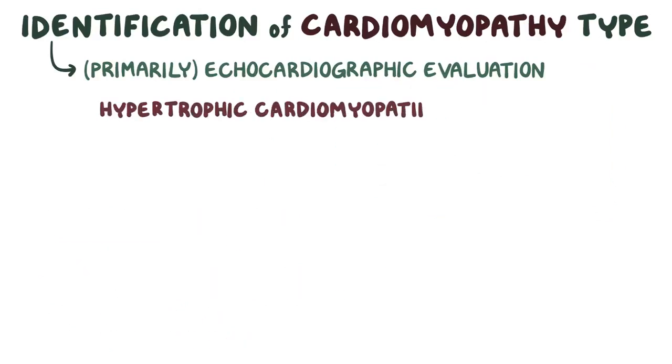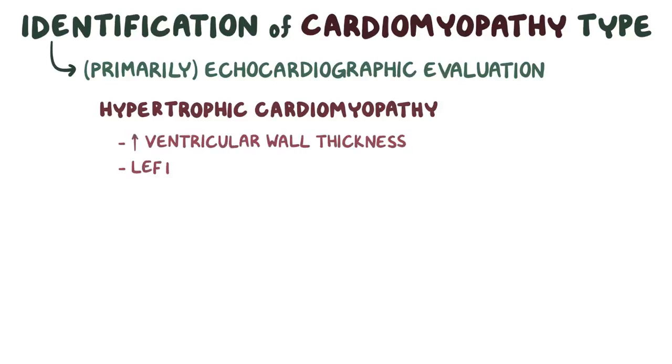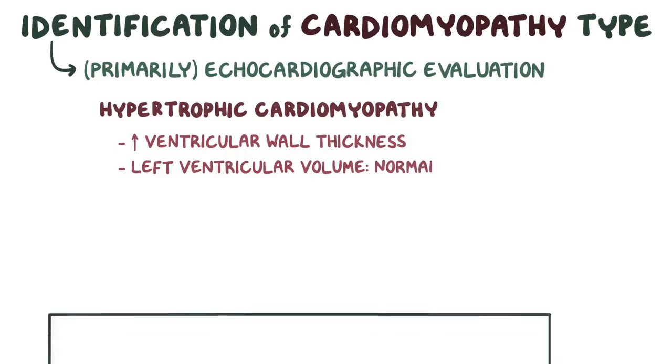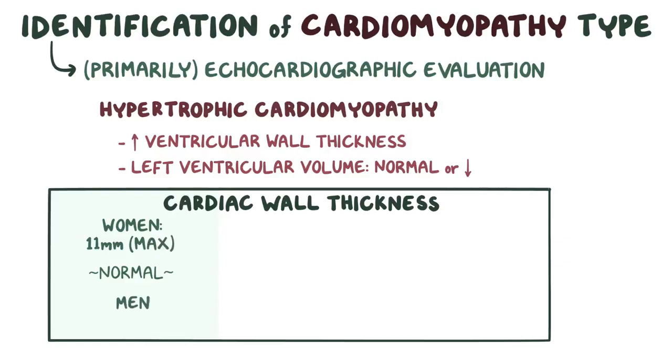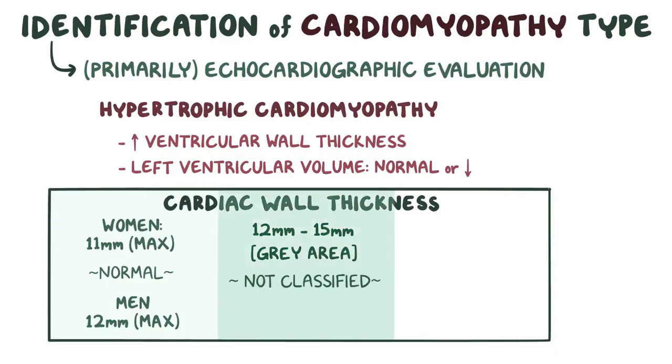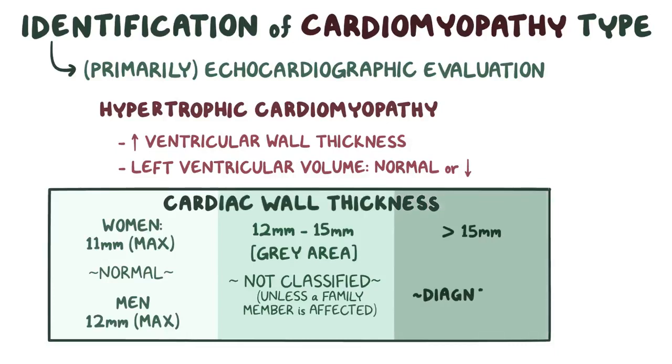Hypertrophic cardiomyopathy is characterized by increased ventricular wall thickness or mass, and the left ventricular volume may be normal or reduced. The normal cardiac wall thickness for women is up to 11 millimeters, and for men is up to 12 millimeters. Between 12 and 15 millimeters, there's a gray area, which isn't classified as hypertrophic cardiomyopathy unless a family member is affected as well. But any individual with a cardiac wall thickness over 15 millimeters is diagnosed with hypertrophic cardiomyopathy.